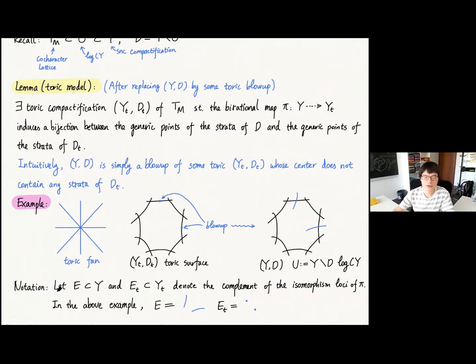Let's introduce a notation. Let E in Y and E_T in Y_T denote the complement of the isomorphism loci of the toric model map pi. In the above example, E is just the two exceptional curves, and E_T is the center of our blowup.